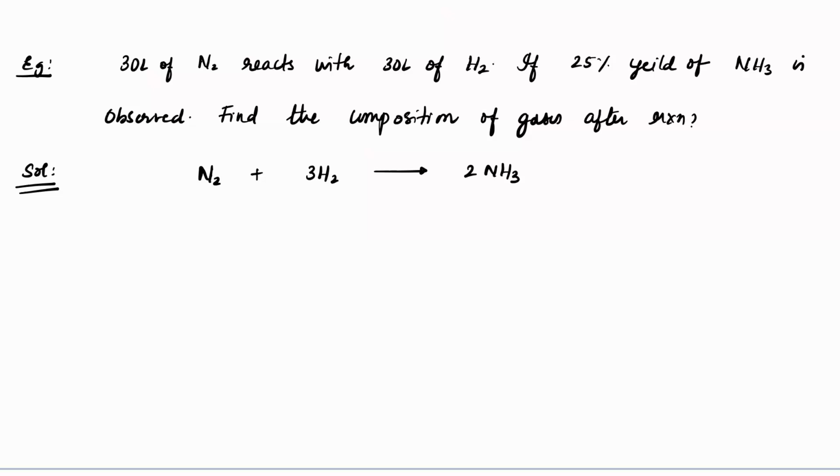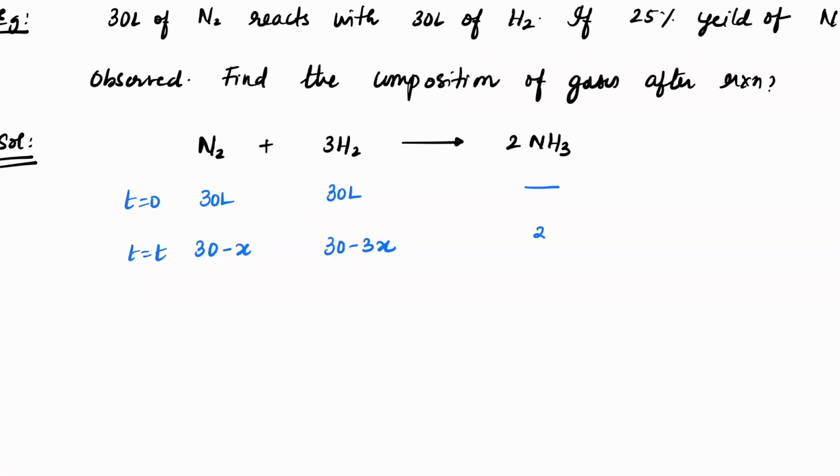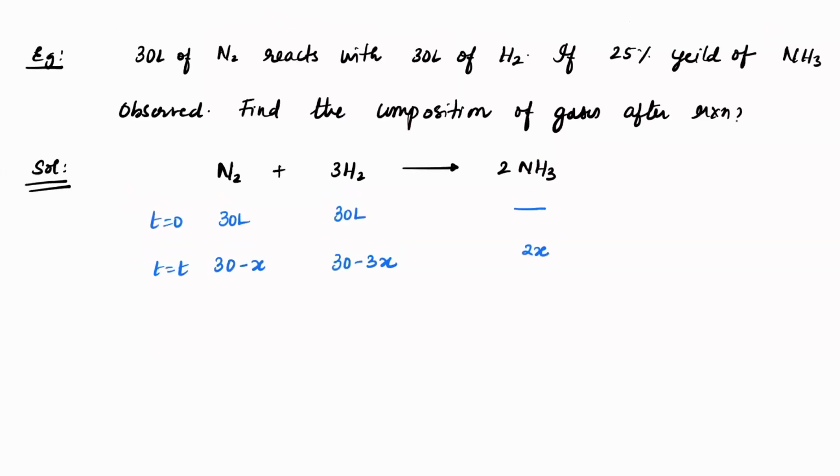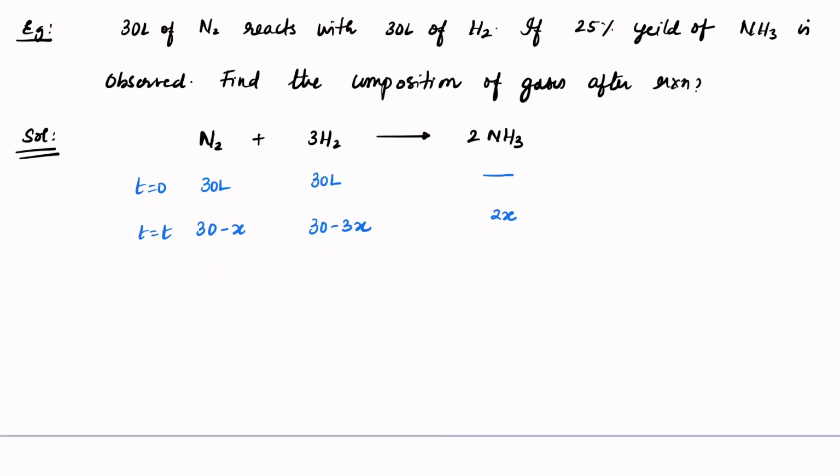So if this is 30 liters and this is 30 liters at T equal to 0, consider there is no ammonia initially, but maybe after some time, some x liters of nitrogen is lost and 30 minus 3x amount of hydrogen is lost to make 2x amount of ammonia. Got it? Now, this is what is actually happening, correct?